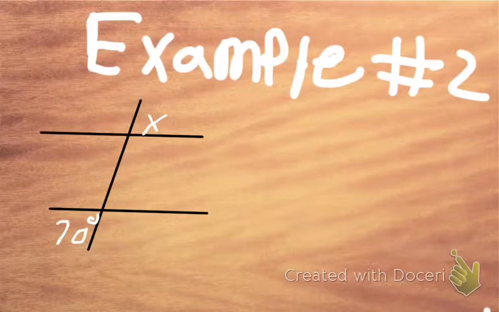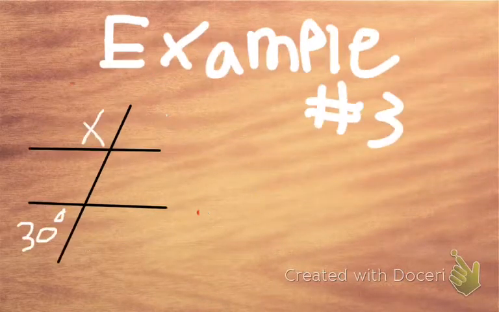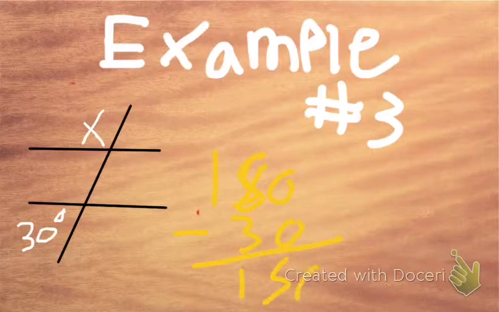Next is example number 2, which was also easy, just alternate exterior. And remember, all the alternates are congruent, so x would equal 70 degrees. Next is example number 3, and since it's consecutive, all the consecutives are supplementary, so you subtract 180 by 30, and you get 150 degrees. And that'd be your answer, x equals 150 degrees.